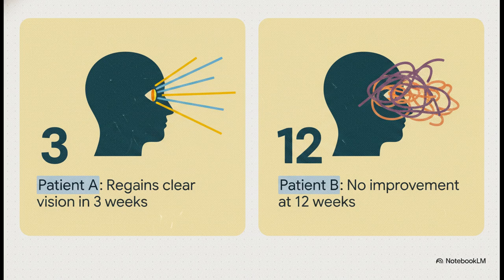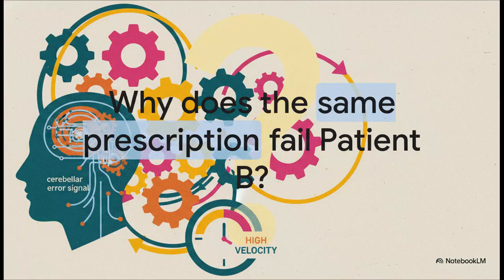Patient A comes back in 3 weeks and they're tracking beautifully, but patient B, fast forward 12 weeks, and there is literally no improvement. They're still complaining of oscillopsia. And the kicker here is that patient B has been incredibly diligent. They are doing the work. So this absolutely isn't an issue of effort. So what gives? Why does the exact same prescription completely fail patient B?